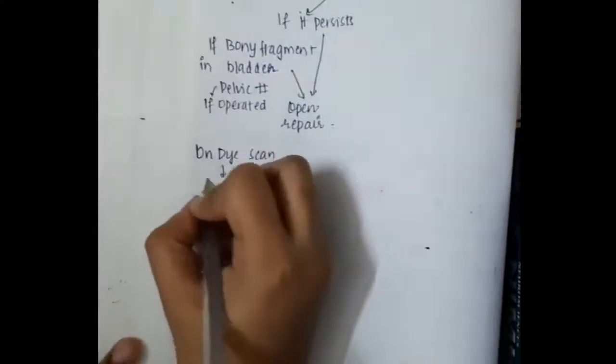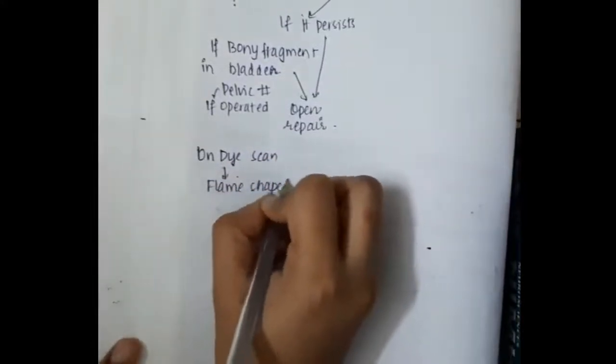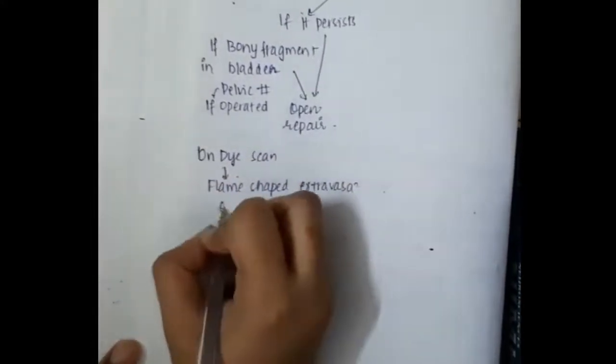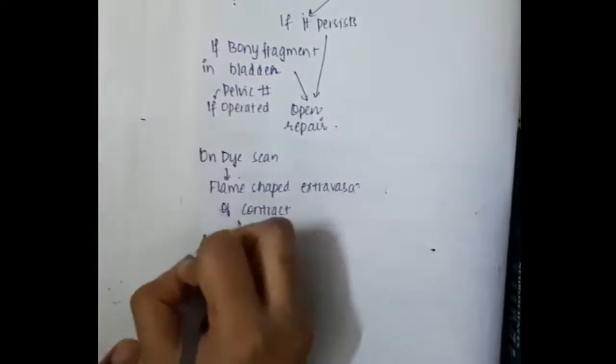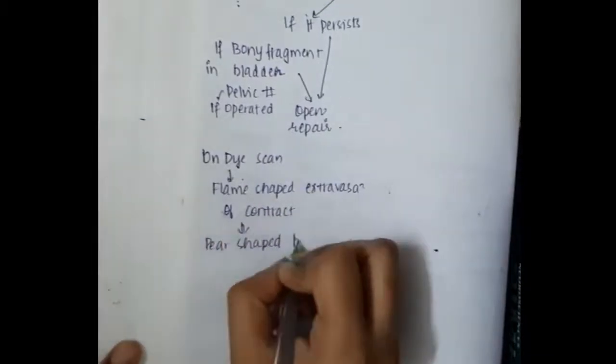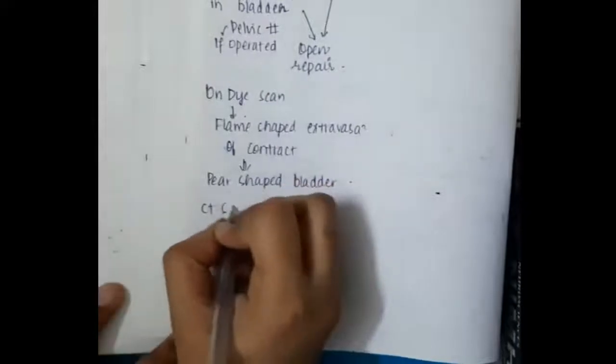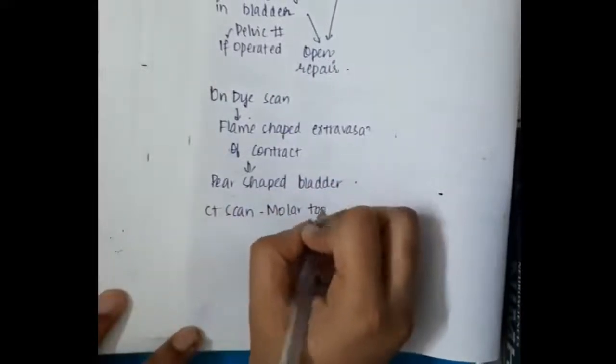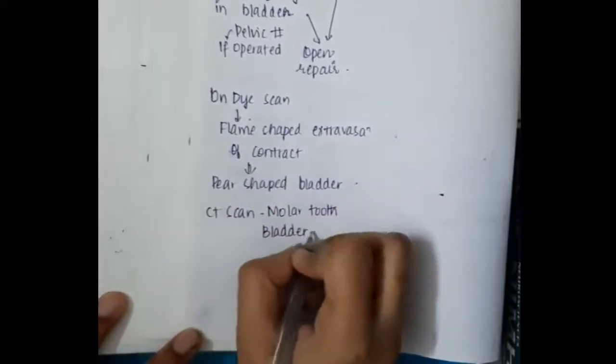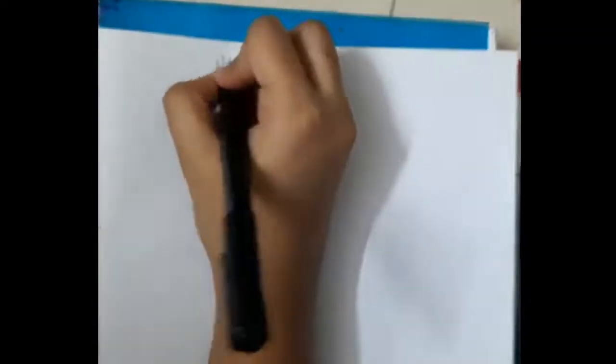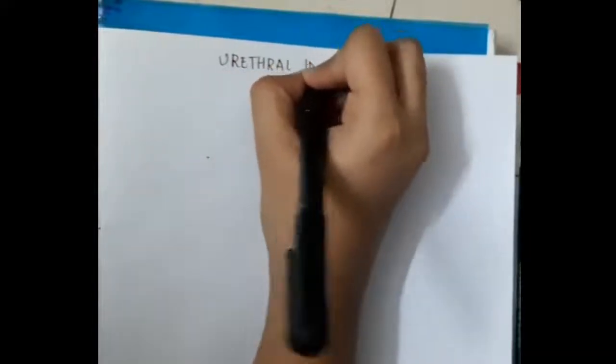In extraperitoneal bladder rupture, on dye study you will see flame-shaped extravasation of contrast. This will show a pear-shaped bladder, and on CT scan you will see a molar tooth bladder. So the molar tooth bladder and the pear-shaped bladder on dye study are seen in extraperitoneal bladder rupture.